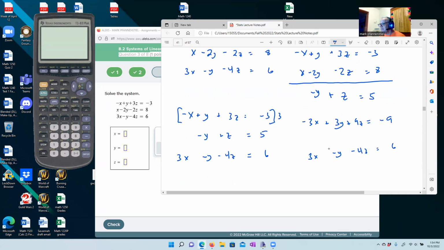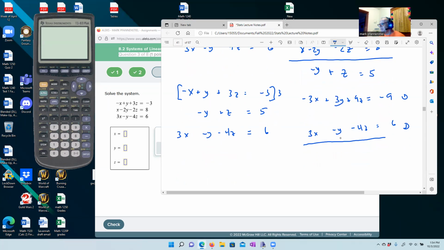And I'm going to add my equation 1 and my equation 3 together. We're going to get our new equation 3. So negative 3x plus 3x, that's 0. We have 3 minus 1, that's 2y. We have 9 minus 4, that's going to be 5z, that's going to be a positive. Okay, and then -9 plus 6, we end up with a -3, I believe.